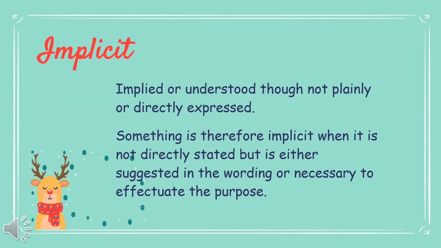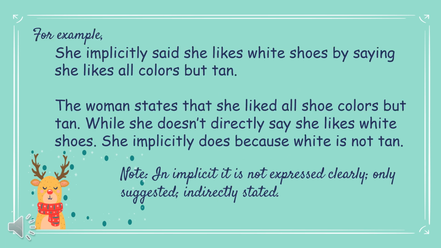Let us define first what is implicit. When we say implicit, it is implied. From the word itself, implicit means implied, or simply understood, though not plainly or directly expressed. Something is implicit when it is not directly stated, but is either suggested in the wording or necessary to effectuate the purpose. For example, she implicitly said she likes white shoes by saying she likes all colors but not tan.